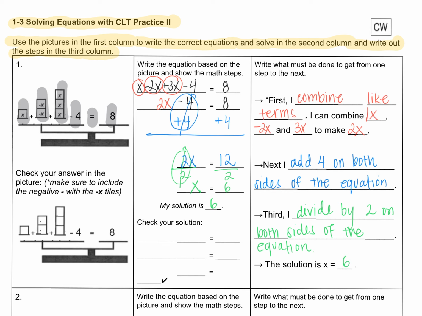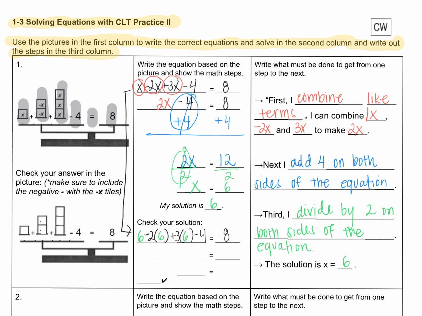Now that I have a solution, I need to check it. So I'm going to rewrite the equation that I have on the top, but instead of x, I'm going to write my solution. So instead of x, I'm going to write 6 minus 2 times 6 plus 3 times 6 minus 4 equals 8.